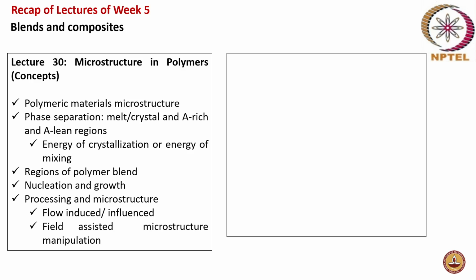And then regions in polymer blend, which was taken from last week as well. And then there was a discussion on nucleation and growth. What is the minimum diameter required, right? And then how processing affects the microstructure, like flow influenced changes in microstructure, or field assisted changes, like electric field assisted microstructure changes, or magnetic field assisted microstructure changes. These were all discussed in lecture 30, right? Are you able to recollect? Did you all go through the lectures? Yes, ma'am.